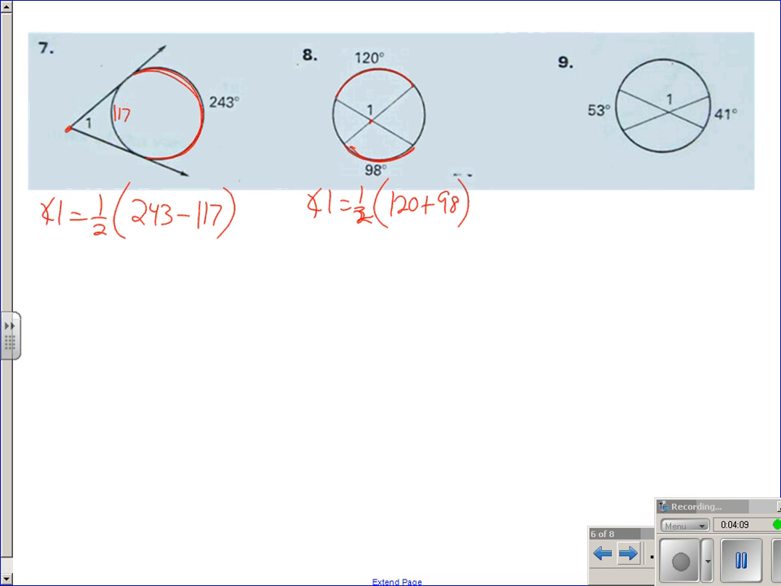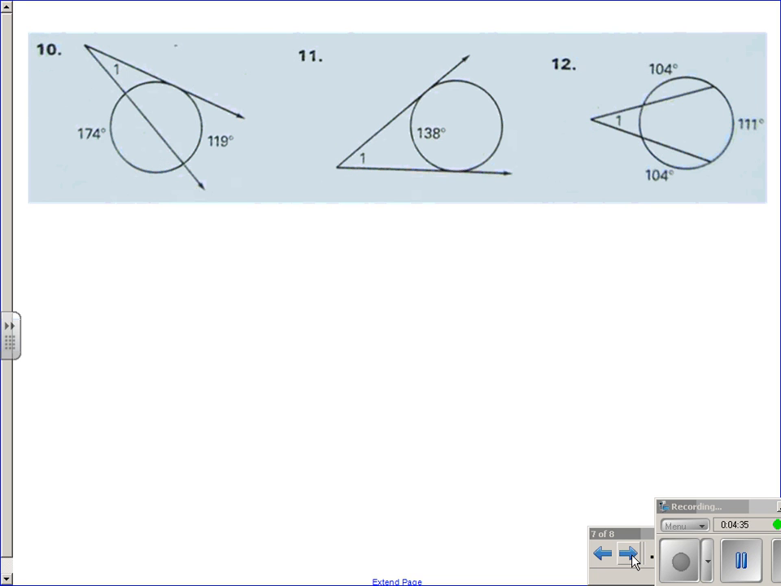Now, number 9 is slightly different, not that much more challenging. What you're going to do is really find this red angle first. All right, so to find the red angle, it's 1/2 intercepted arc plus the other intercepted arc. That's going to give you the red angle. The red angle and angle 1 are supplementary to each other. All right. Really the same thing with these problems. If you want to try them out on your own, hit pause, write down the problems, and ask me when we get back to class.